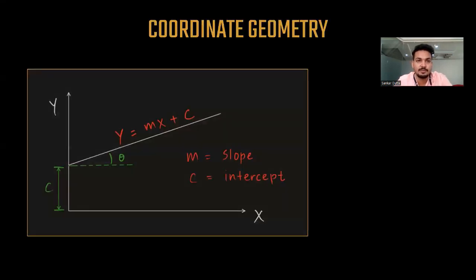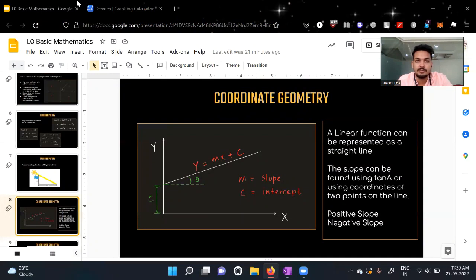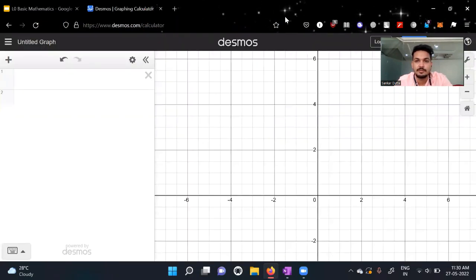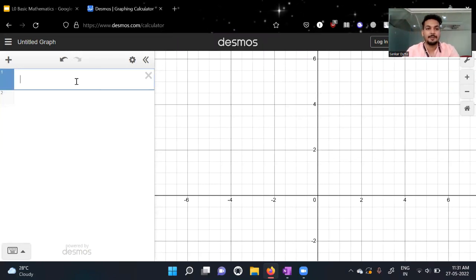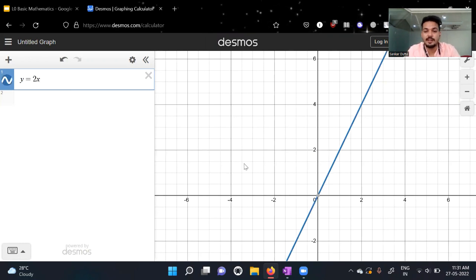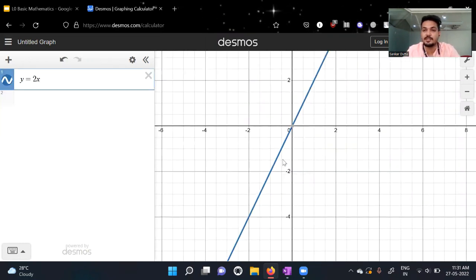Let's go to desmos.com. So this is that graphical website that I was talking about. On the left hand side, I'll write the equation y equals 2x, and on the right hand side, it will immediately show me the straight line that is associated with it, right? So how did I get y equals 2x to this straight line? I just plotted all the points. First of all, you can take x as 0, y will also come out 0, right?